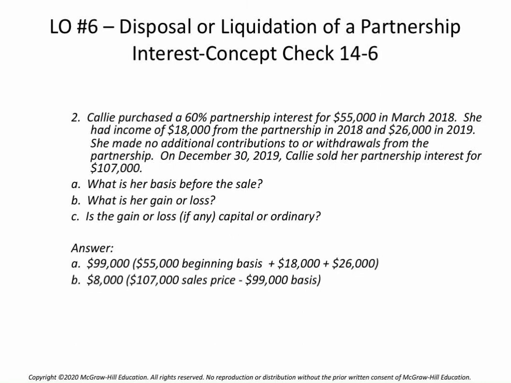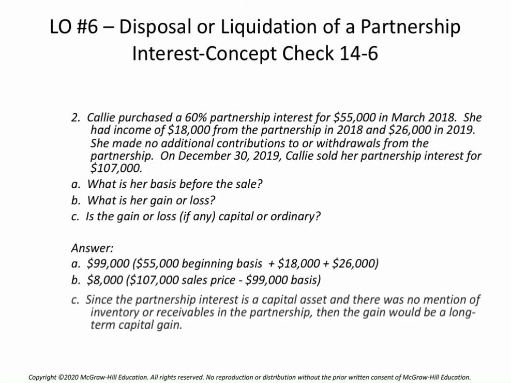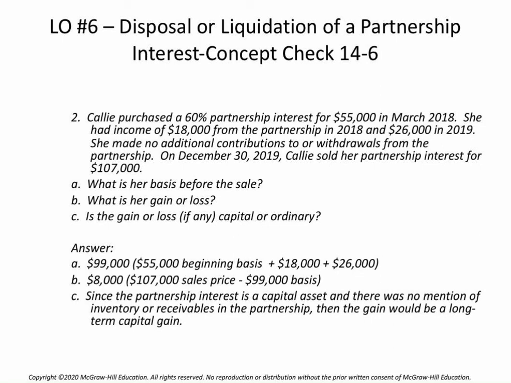And is the gain capital or ordinary? Here it's going to be capital. We might have a portion of it ordinary if we had involved either accounts receivable or appreciated inventory. But without that being listed in the question here, we're assuming that we have a traditional typical sale. So we're going to have capital gain. That's going to be the characterization. And then for the holding period, it's also going to be considered long-term gain.